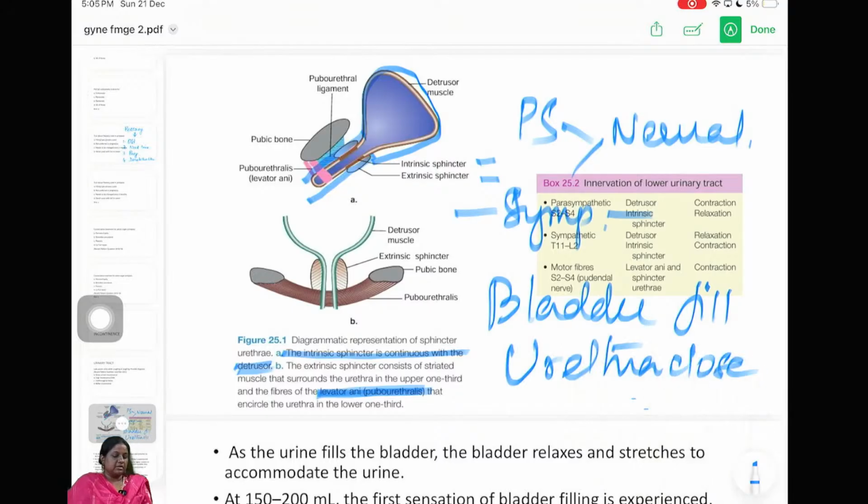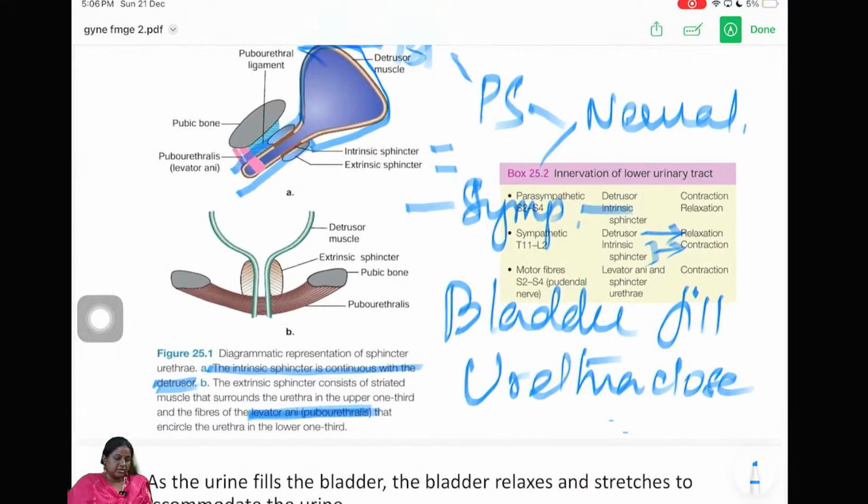So sympathetic is fright, flight, and fight mode. In that time, the detrusor will relax and the intrinsic sphincter will close. You get what I'm saying? So bladder will fill and urethra will close. Only if the danger is gone, you will feel relieved. So sympathetic activity will come down, and parasympathetic activity will be there. In parasympathetic activity, bladder will contract. That means you will be able to urinate. You understand?